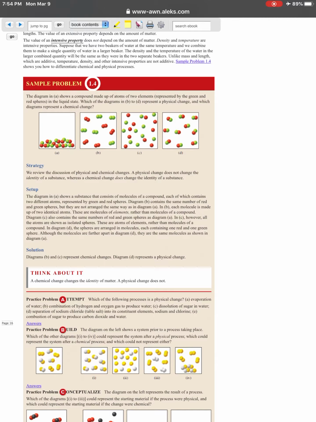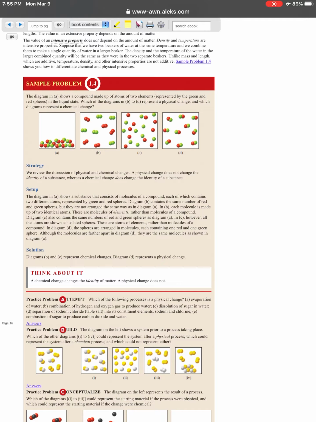Now, in C, it's not obvious, but it turns out that's a chemical change as well, because what has happened is the reds are no longer combined with the greens in a one-to-one combination attached together. They're now broken up. We've broken them up into separate particles, so that would also be a chemical change.